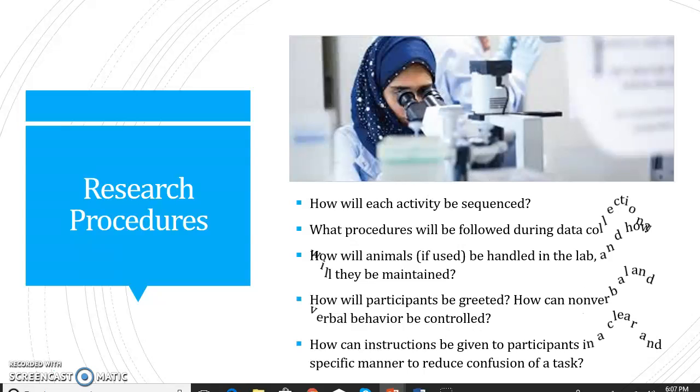Questions to consider when formulating research procedures include: how will each activity be sequenced? What procedures will be followed during data collection? How will participants be greeted, given instructions, and debriefed? If being used, how will animals be maintained in the laboratory?